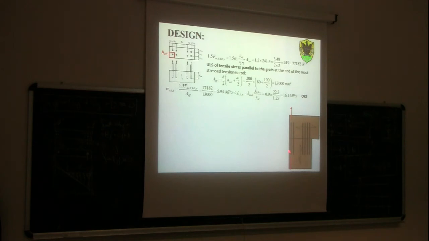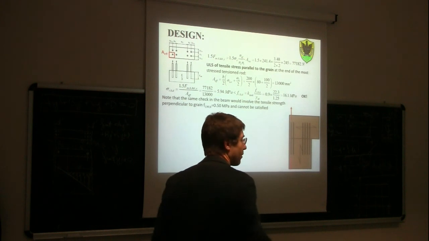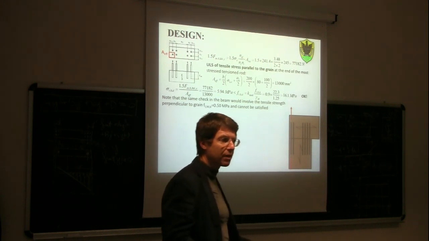Here we have considered the strength of wood parallel to the grain. Here, perpendicular to the grain. Now, the strength of wood perpendicular to the grain is 0.5 megapascal. This is the characteristic tensile strength. Then you multiply by 0.9 divided by 1.25, you get 0.4. The demand is 5.94. How can we make this design satisfied? So strength demand 5.94, let's say 6. The strength capacity is 0.4. Is there any way we can make the design satisfied?